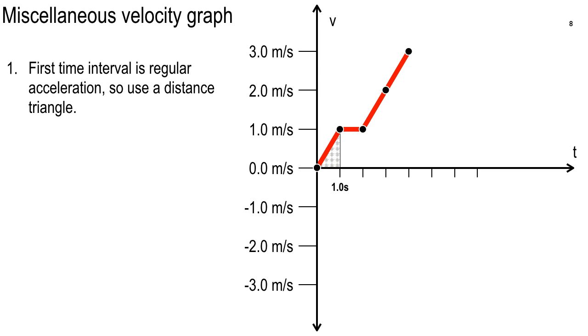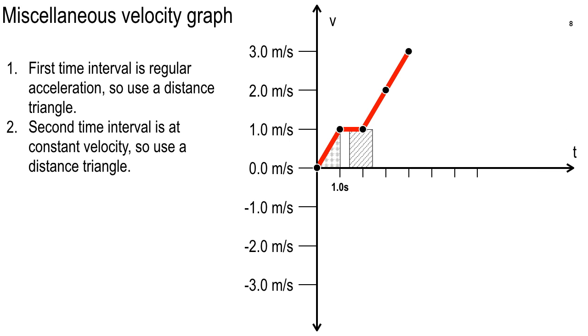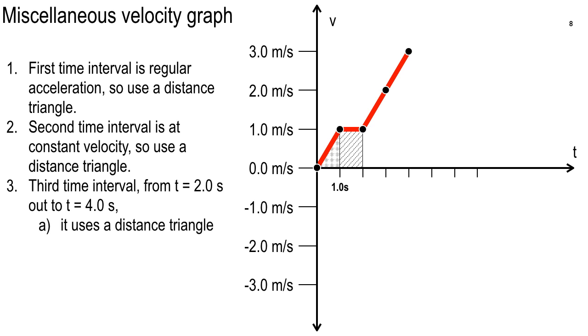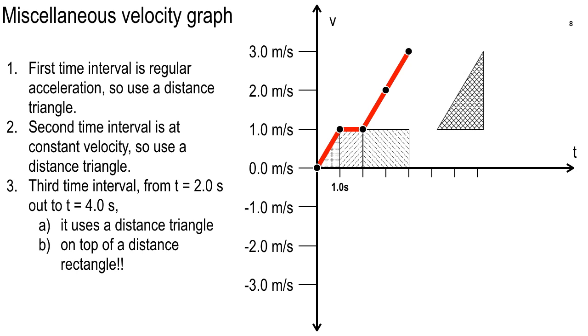And then the second interval, from 1 second out to 2 seconds, is just regular constant velocity. So I use the distance rectangle there. And then the third interval from 2.0 seconds to 4.0 seconds uses a distance triangle on top of a distance rectangle. So there they are. Here's the distance.